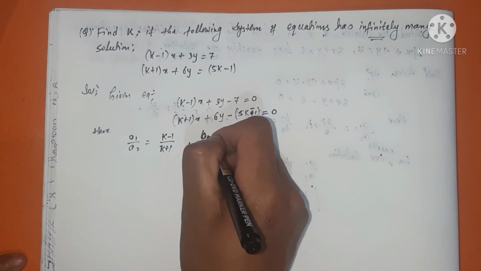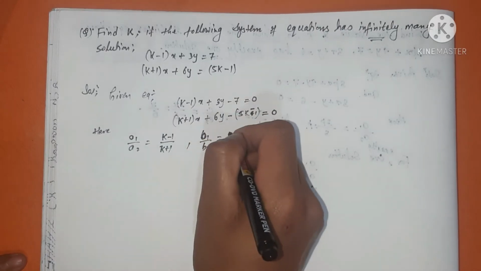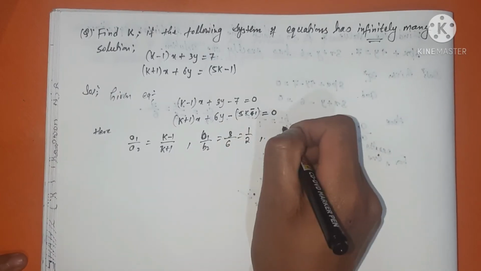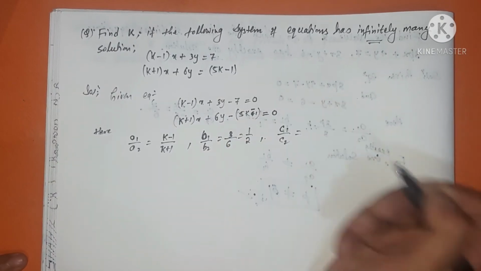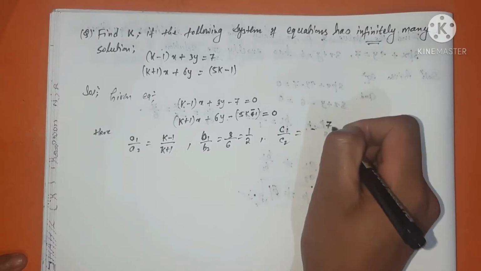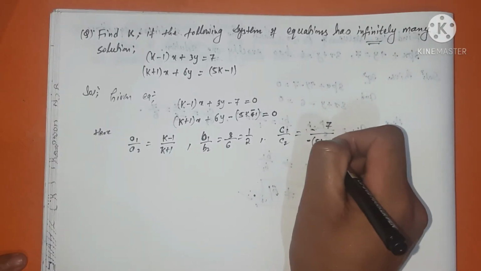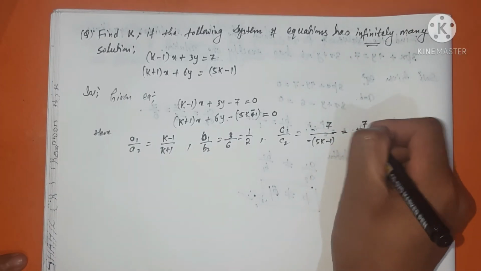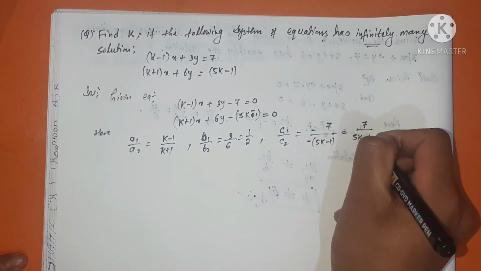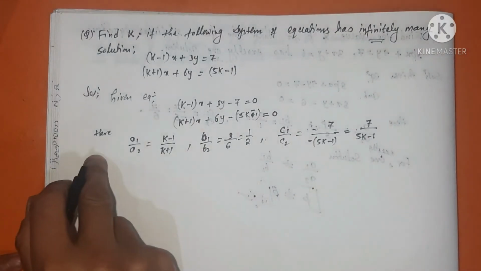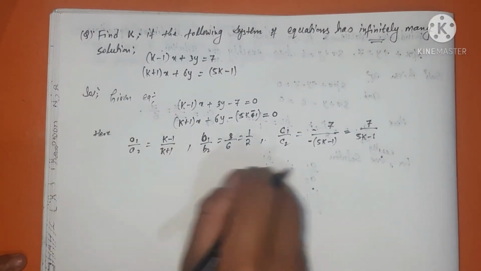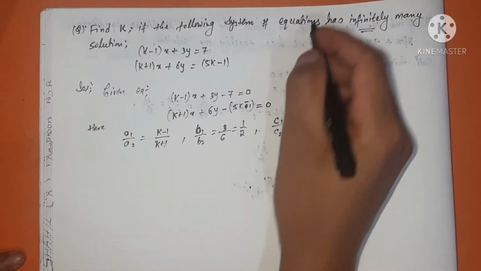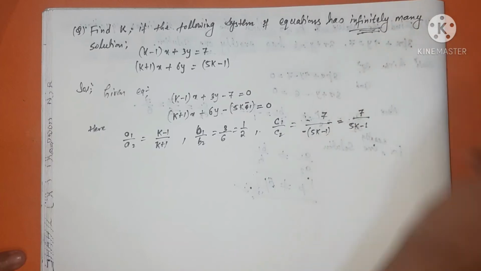Similarly, b1 by b2, that is 3 by 6, or simply 1 by 2 we can write, and c1 by c2. What is c1 by c2? Minus 7 by minus of 5k minus 1. So if you cancel minus minus, it is just 7 by 5k minus 1. So we have got the three ratios, a1 by a2, b1 by b2, and c1 by c2. Now we need to find the value of k such that this equation has infinitely many solutions.